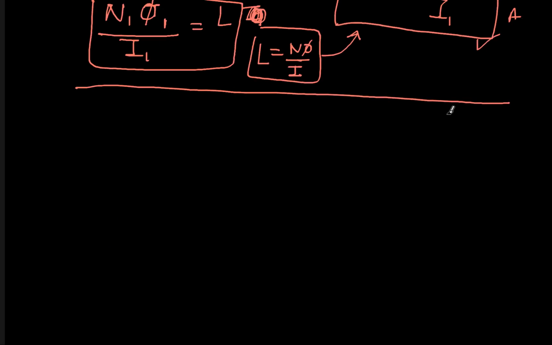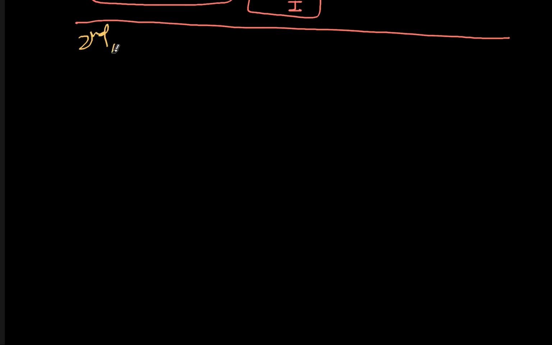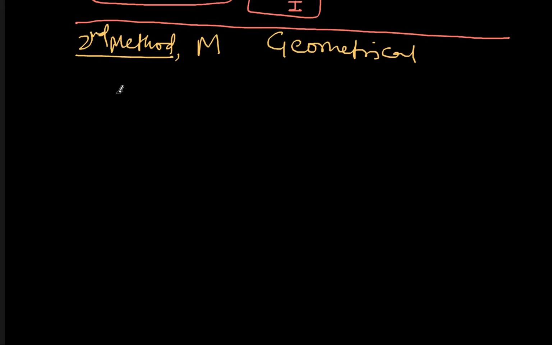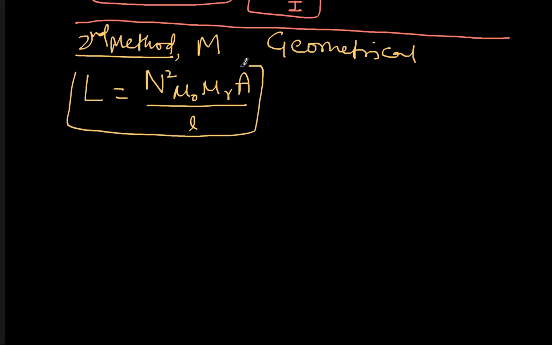Now, what is the second method of defining mutual inductance? This is basically geometrical. Remember, again this is review. What was L based on geometry? It is nothing but N squared into mu naught mu r into A by l. This is the definition of self-inductance based on the geometrical properties of the coil. N is the number of turns in the coil, mu r is the relative permeability of the core material, A is the area of cross section of the coil and l is the length of the coil.